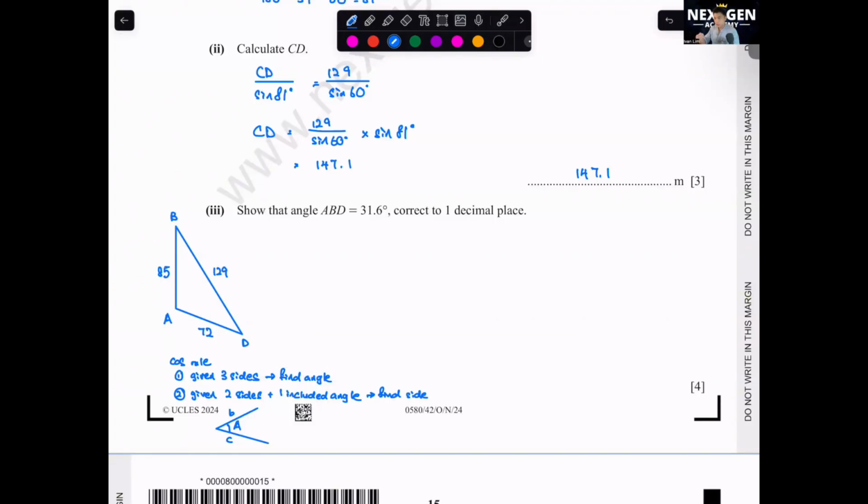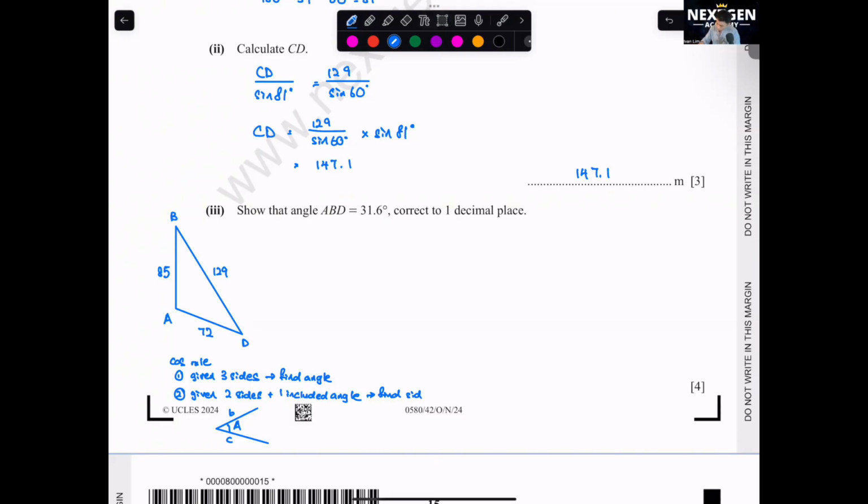Or in another way to remember is that if you cannot use sine rule, then you use cos rule. Because normally if it's not sine rule, that means you don't have enough information to do sine rule, and then you try cos rule. But normally you just remember these 2 criteria over here. All right.